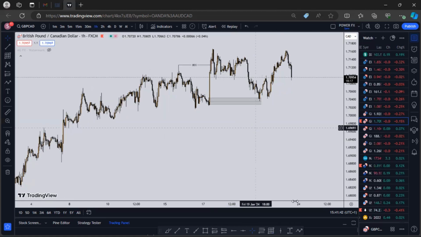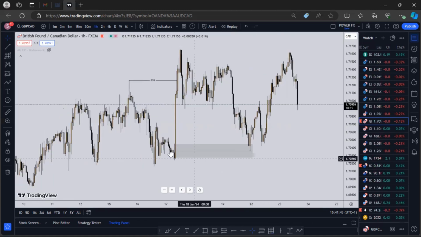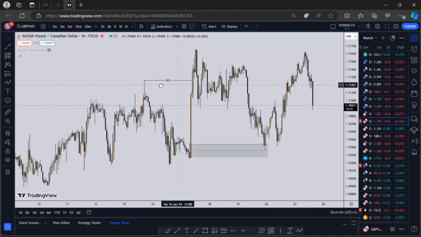So this was my demand zone. This was the demand zone that caused the push all the way to the upside, causing the break of structure here. So I identified the demand zone that caused the impulsive push all the way to the upside, causing a recent break of structure.